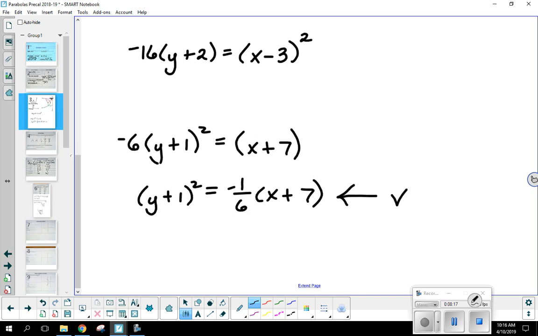What's the vertex? Negative 7, negative 1. And in this case, once again, because it's in the right position, set 4p equal to 1/6. So how far a distance is it from the vertex to the focal point? 1/24. Okay, so if you were going to sketch this, I would definitely make your increments much larger, because they're going to be very close together otherwise.